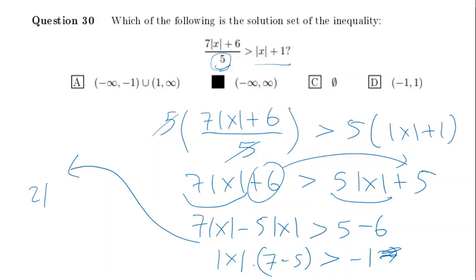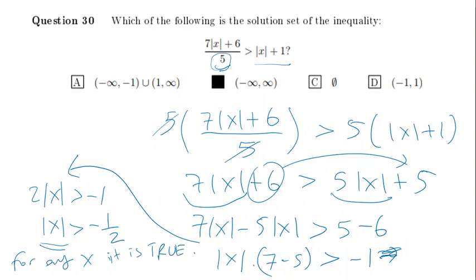So it will be 2 absolute value of x is bigger than minus 1, so absolute value of x is bigger than minus 1 over 2. So the absolute value is always bigger than any negative number. So for any x, it is true. So x can be any real number, which means the solution set for this problem will be all real numbers.